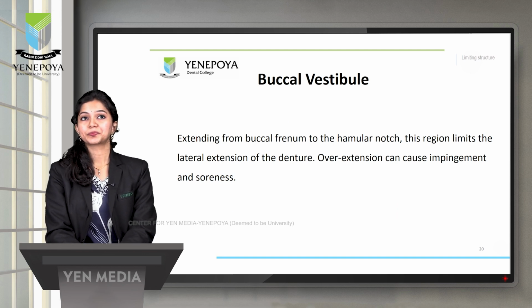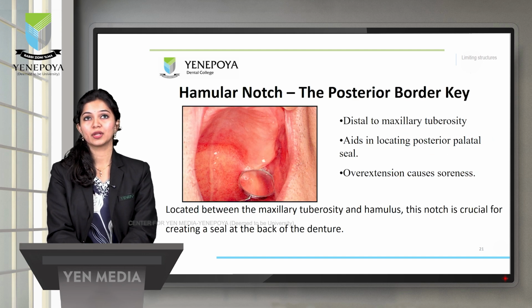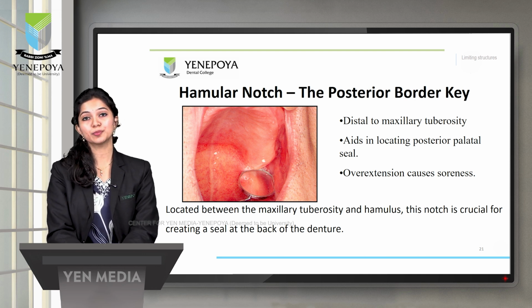Buccal vestibule. So extending from the buccal frenum to the hamular notch, this region limits the lateral extension of the denture. Overextension can cause impingement and soreness. So moving on, we have covered labial frenum, labial vestibule, buccal frenum and buccal vestibule. So now moving on to hamular notch, which is the posterior border key.